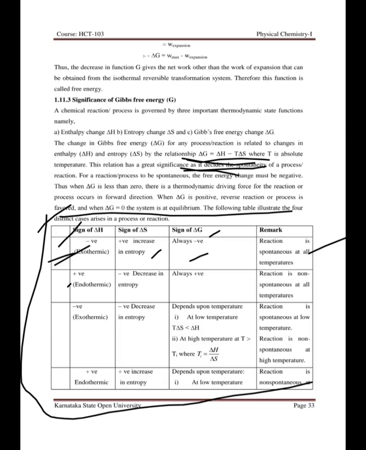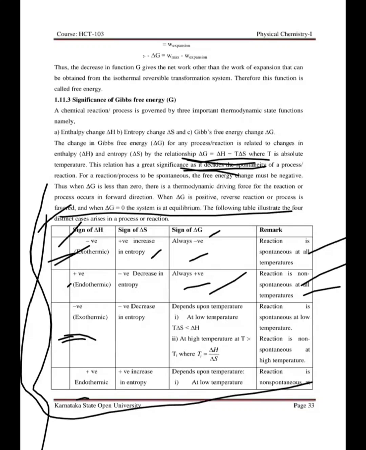In the endothermic case, delta H will be positive, that is the enthalpy, and delta S negative, that is entropy is in the negative state, and delta G, the free energy, is positive. The reaction is non-spontaneous at all temperatures. This is for your reference. And next is the case of exothermic and endothermic reactions with positive entropy change.